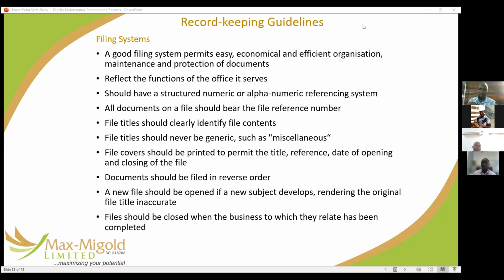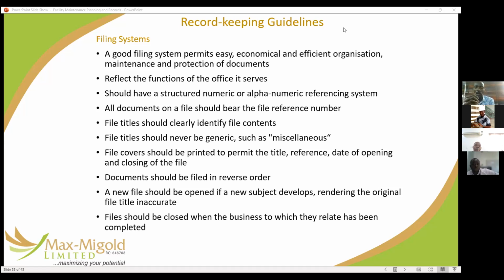So filing or keeping, how do you keep your record? A good filing system permits easy, economical, and efficient organization, maintenance, and protection of documents. So even when you need certain information, you know which particular file, folder, or shelf you need to go to within the office to get your information. It should reflect the function of the office itself and have a structured numeric or alphanumeric referencing system.